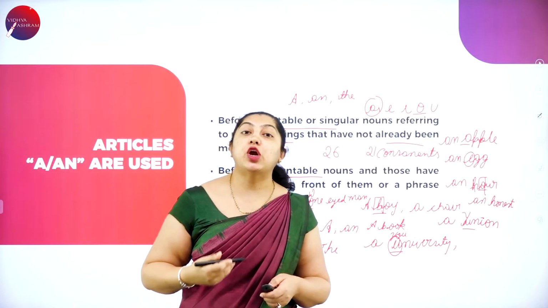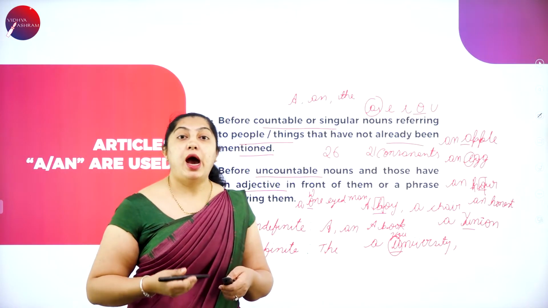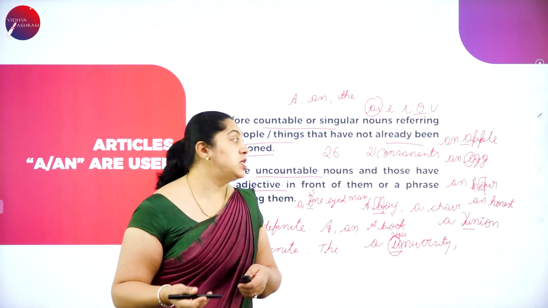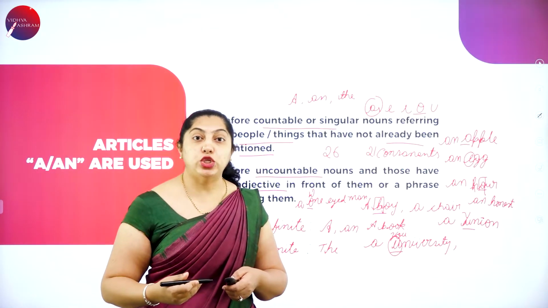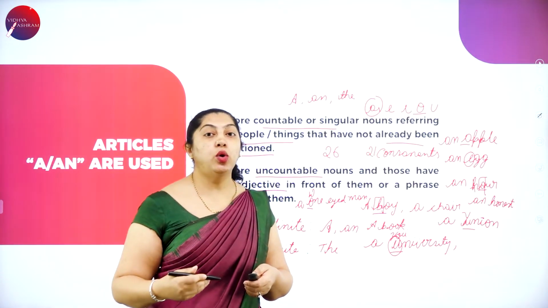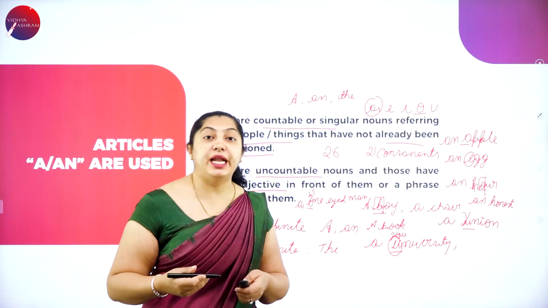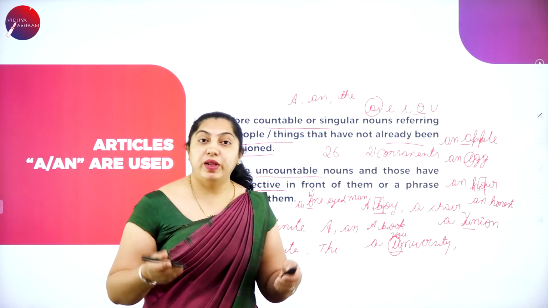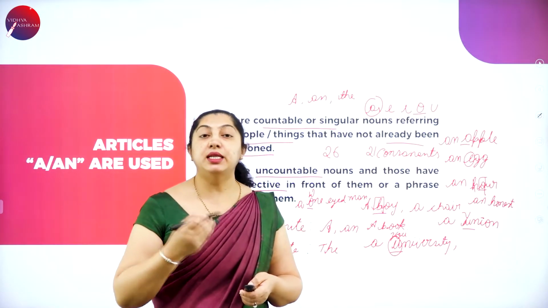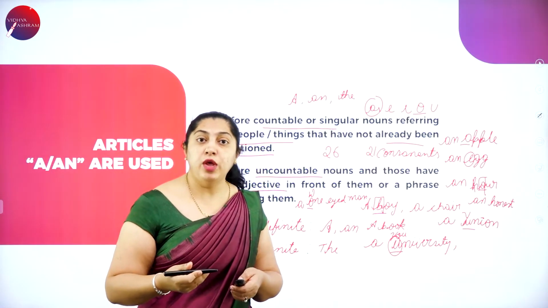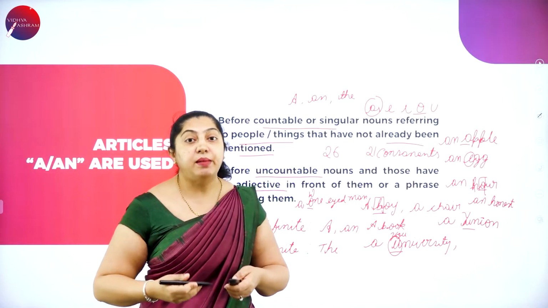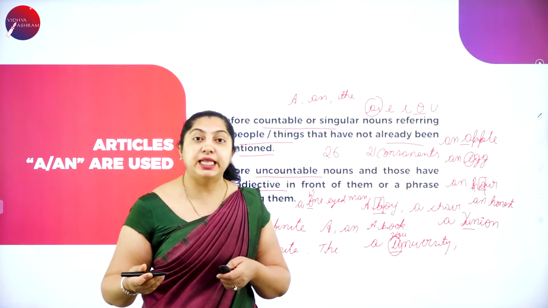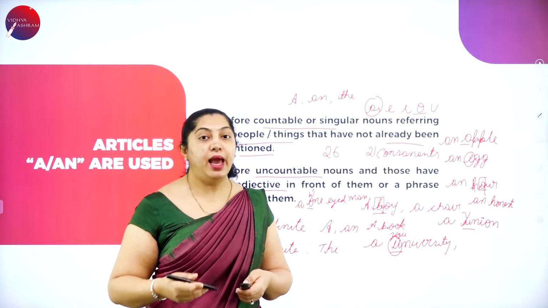So a is used before the consonant letters, before the countable or the singular nouns. A is used not only before the consonant and the singular nouns, sometimes before the vowel letters also, but it will be pronounced as Y or W. So we'll consider it as a consonant letter and we will use the article a. When it comes to an, we will use it before the vowel letters, that is A, E, I, O, U. Not only the words beginning with the vowel letters, sometimes the words which start with H but it is a silent letter, we consider the next letter and use the article an.